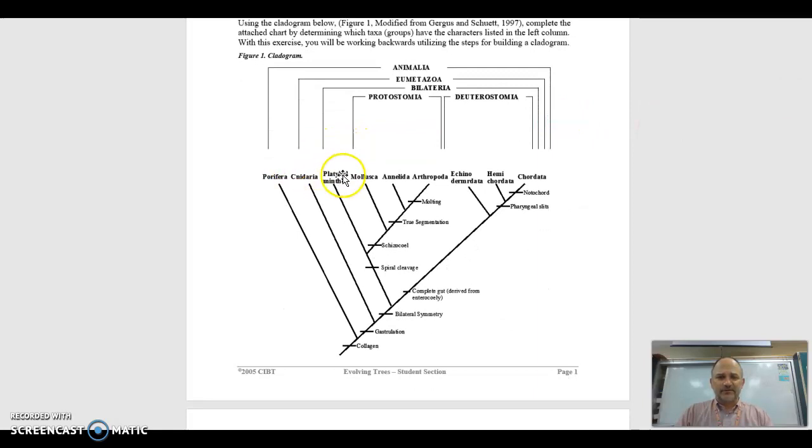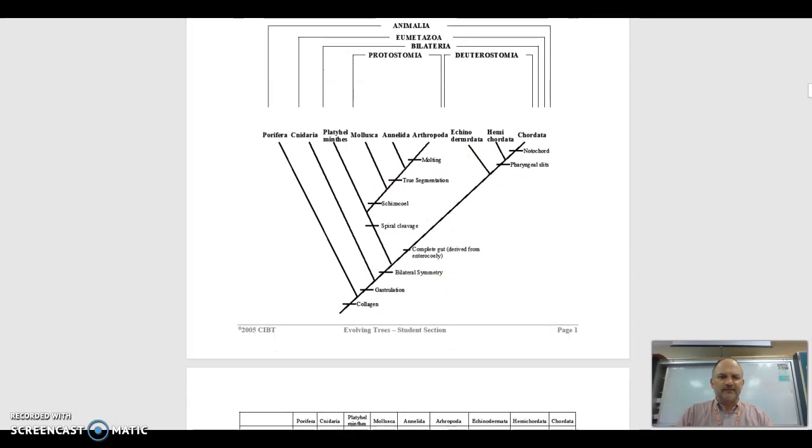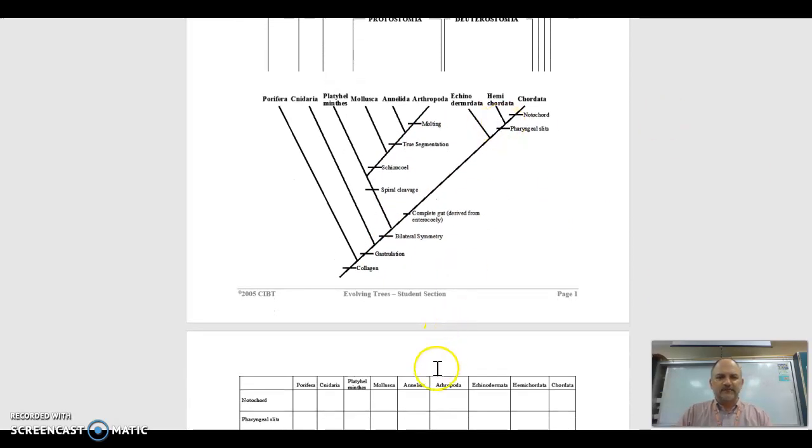So this is a tree of a bunch of different animals, different phyla of animals, and how they are related to each other based on properties that they all have, or some of them have. Your first part of this exercise involves looking at the tree and filling in this table on the second page with which phyla have that property.